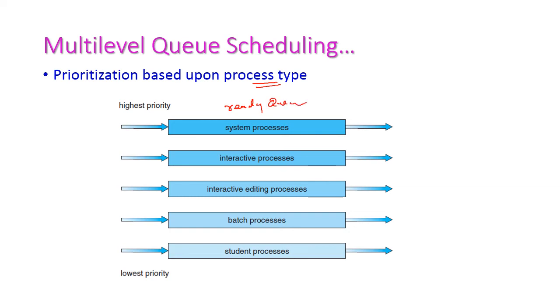Here the highest priority will be assigned to the system process, that is the kernel level. Based on the requirement, the corresponding process will be assigned to each separate queue. The next level is the interactive process, then interactive editing process, batch process and student process. The lowest priority will be assigned to the student process and the highest priority will be assigned to the system process, and the next highest is interactive, likewise.